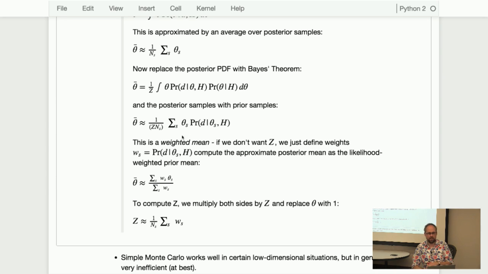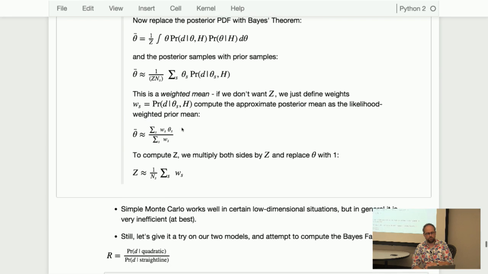And you can see now that in this sum it's now become a weighted average. And it's weighted by the value of the likelihood at each sample position. So if you just want to get the posterior mean using prior samples, you just calculate the likelihood at each sample value and then do this weighted average, where the weight is exactly equal to the value of the likelihood.